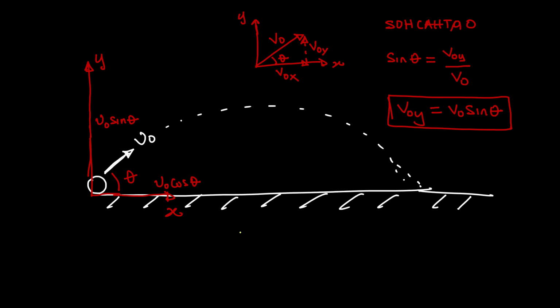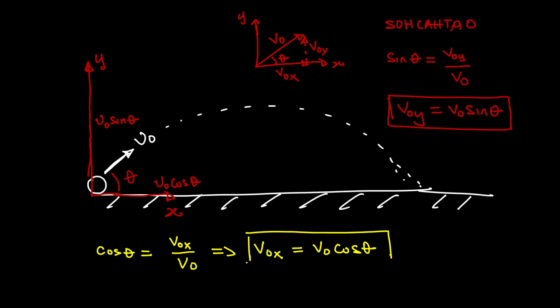So similarly, the next thing that we will want to do is look for the x component. Cosine of theta is the adjacent, sorry, not the opposite, which is v0x divided by the hypotenuse, which is v naught. That would mean that v0x is equal to v naught cosine theta. This right here gives us the initial velocity in the x direction and the initial velocity in the y direction.